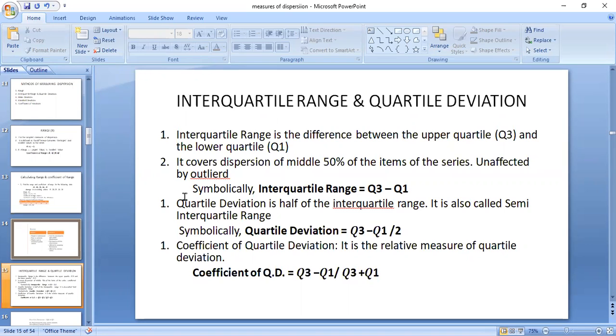Now the coefficient of quartile deviation. It is the relative measure of quartile deviation. It is measured by Q3 minus Q1 divided by Q3 plus Q1.